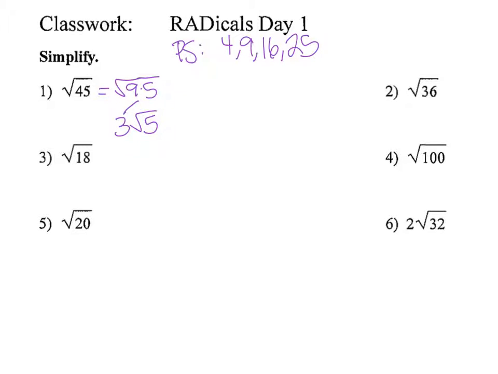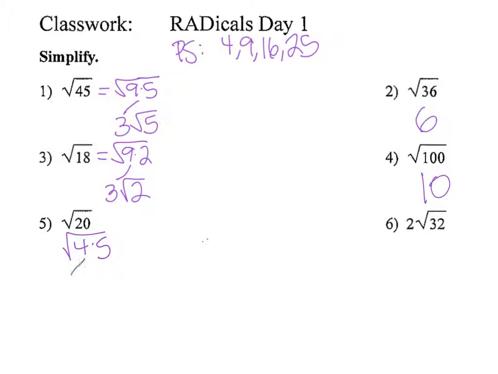Number 2, what's the square root of 36? 6. Just 6, no square root, nothing. Number 3, the square root of 18 becomes 9 times 2, right? So the 9 comes out as 3 and the rad 2 stays. Number 4, square root of 100. That's easy, 10. Then 20 is 4 and 5. The 4 comes out, the square root of 4 is 2, so 2 rad 5.